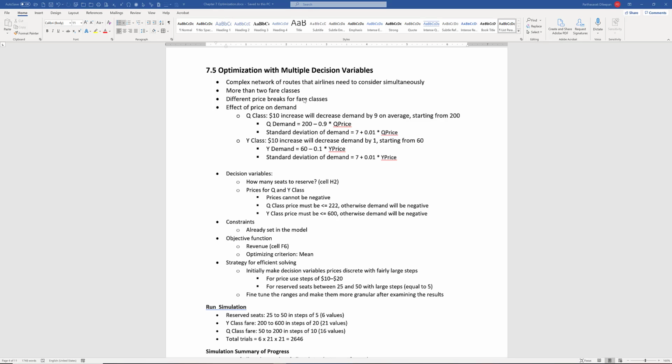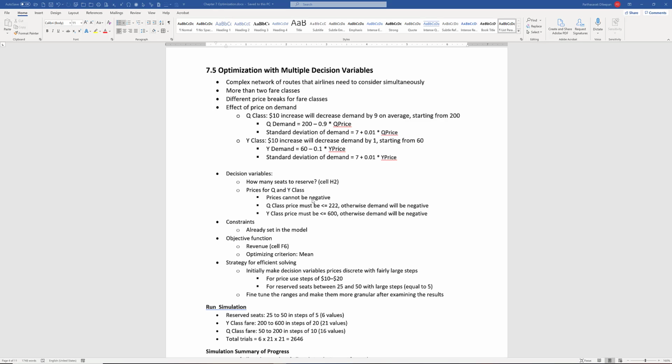When you generate the prices here, we need to make sure that the prices cannot be negative. Q class price must be less than or equal to 222. If you calculate it through, you'll see that the demand will end up being negative. The mean demand will be negative. Similarly here, if the Y price is greater than 600, then the mean ends up being negative. If the mean itself is negative, then half the demand that we generate using normal distribution will be negative. So it will be useless.